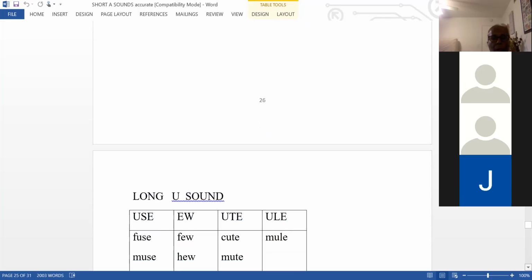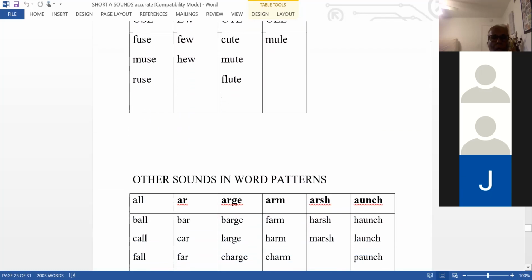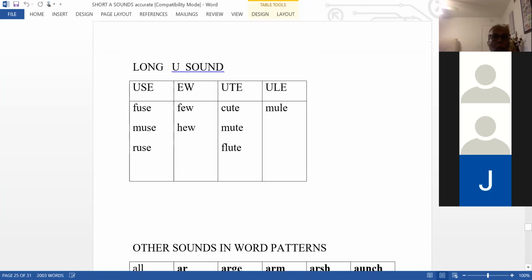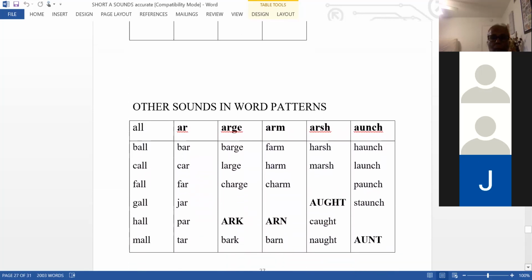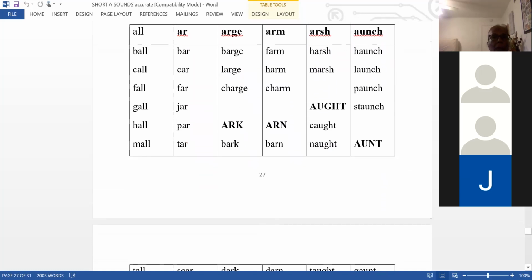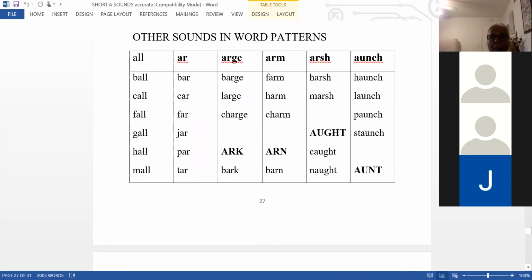And then we come to the long U sound, and it doesn't have much of the long U. Use, you, you'd, you'll. That's all I could come up with. Other sounding word patterns you hardly find in a book to learn like this. But yes, they are word patterns.